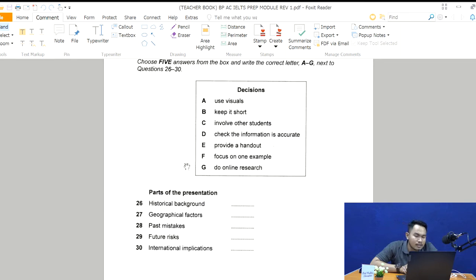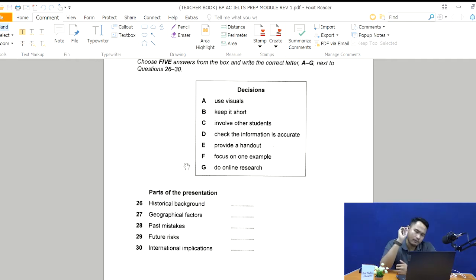Okay, consider historical background first in 26. Say, if you are a student, right? If you are a student, what would be the best thing that you should put in your presentation if you talk about the historical background? Is it use visuals? Is it keep it short, involve other students, check the information is accurate, and the others there? So you need to figure out which one is the most logical one.